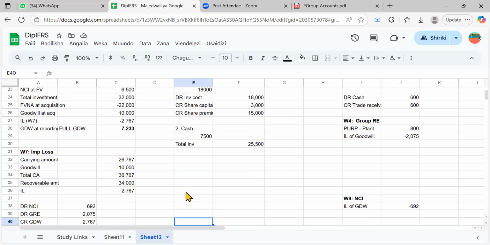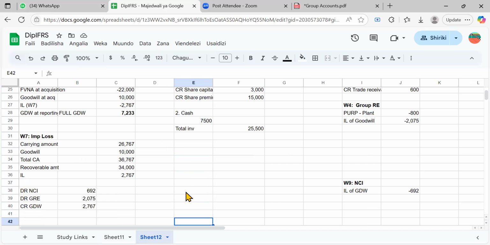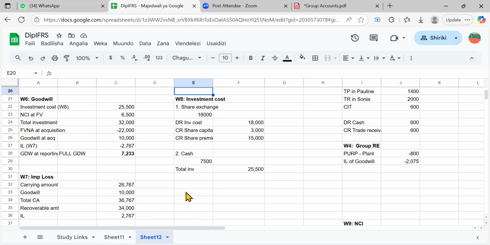Let's go next. There is something you need to know now. I need to explain something else here. Mostly it is not explained, and even here we haven't done it already. Let's explain this and you will understand it perfectly. We are told only the cash consideration had been recorded, but the share exchange had yet to be recorded.